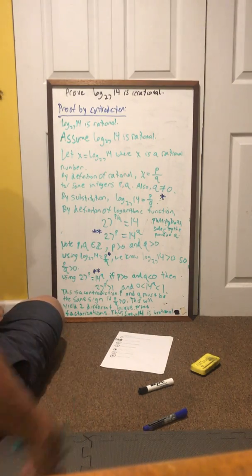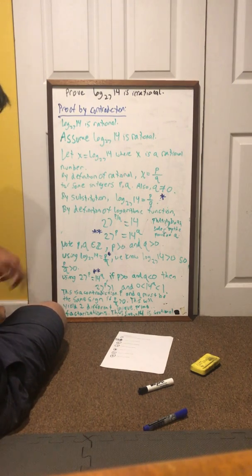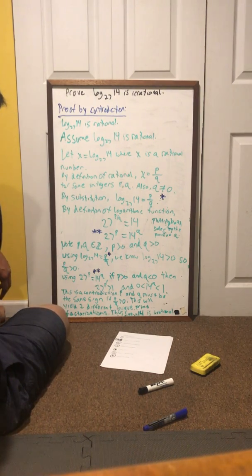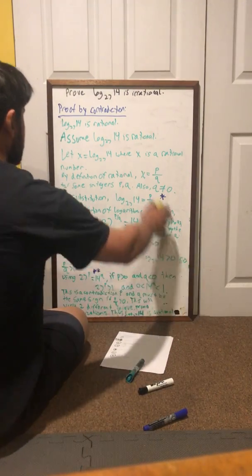P and q must be the same sign if p over q is greater than 0. This will yield two different unique prime factorizations. Thus, log base 27 of 14 is irrational. All right, let's move on to number 6.